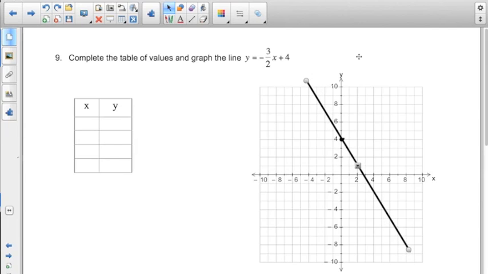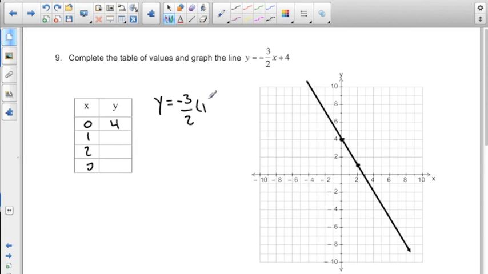So if we look, we can already say when x is, so let's say 0, 1, 2, 3, when x is 0, y is going to be 4. When we have 1, it doesn't quite line up, so let's just go and figure that out. So y equals negative 3 over 2 times 1 plus 4. So if we do 3 over 2, which is going to give us 1.5, so we have negative 1.5. So y equals negative 1.5.